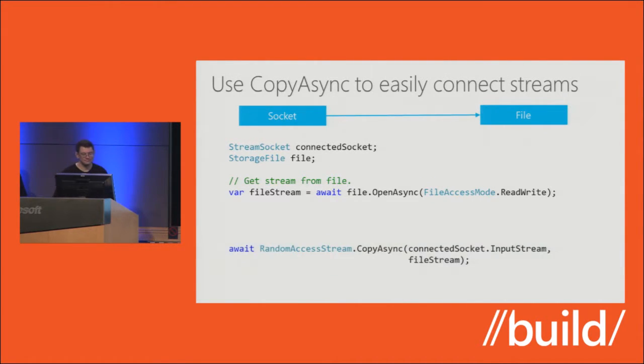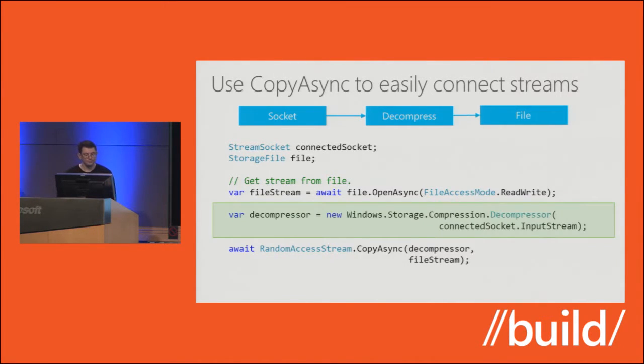Okay. So let's say we want to insert one of the filters in there. Let's say we want to insert a decompression filter in the middle. How would we change this? So we have our old code from down below, and we're going to insert a decompression filter. Here, again, we're sticking in one line of code. This one creates a decompressor that wraps the input stream. You see we're passing the input stream into the constructor of the decompressor. So we've got a decompressor object that wraps the input stream, and we've changed copy async to pass in the decompressor.